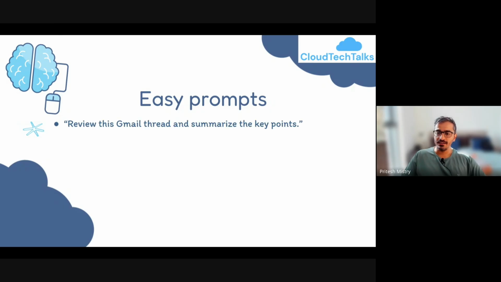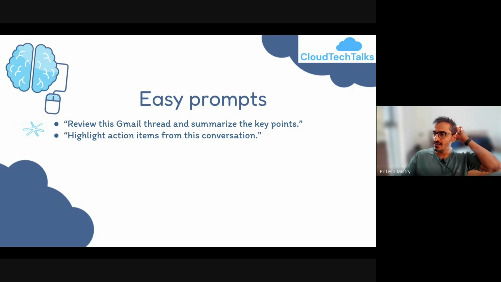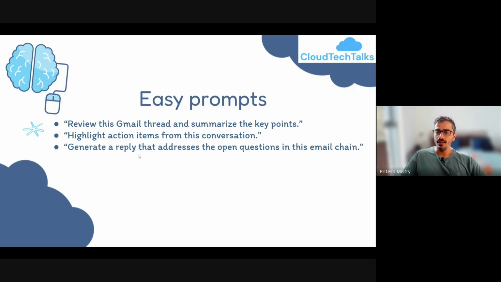One is review this Gmail thread and summarize the key points, right? Very simple, to the point, does the job. Highlight an action item or several action items from this conversation. So imagine a thread which is 10 emails long, 15 emails long, or even an email which is really long, and you need to summarize or list action items for the next course that needs to be taken for a specific project. This helps with that context very easily.